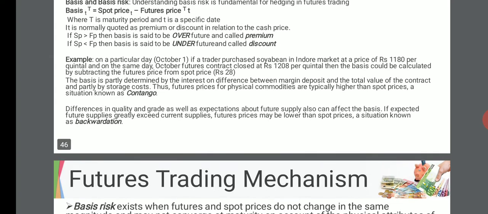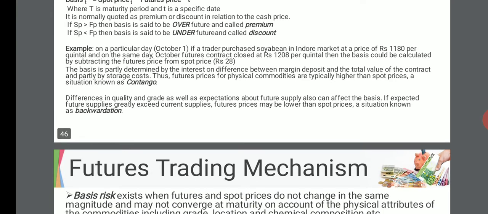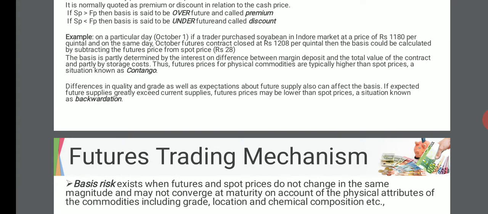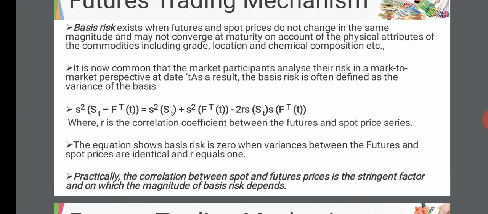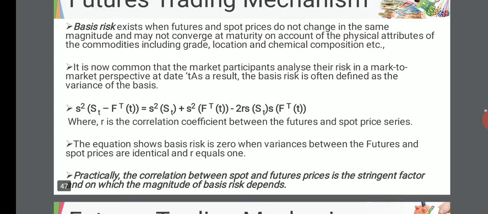Thus, the futures prices for physical commodities are typically higher than the spot prices, a situation known as contango. Differences in quality and grade, as well as expectations about the future supply, can also affect the basis. If expected future supplies greatly exceed current supplies, futures prices may be lower than the spot prices, a situation known as backwardation. Now, basis risk exists when futures and spot prices do not change in the same magnitude and may not converge at maturity on account of physical attributes of the commodity, including grade, location, and chemical composition, etc.